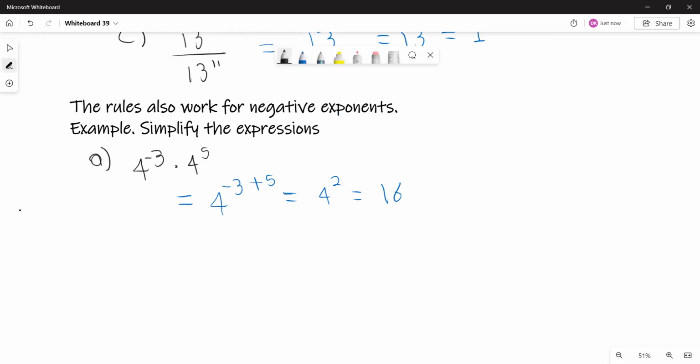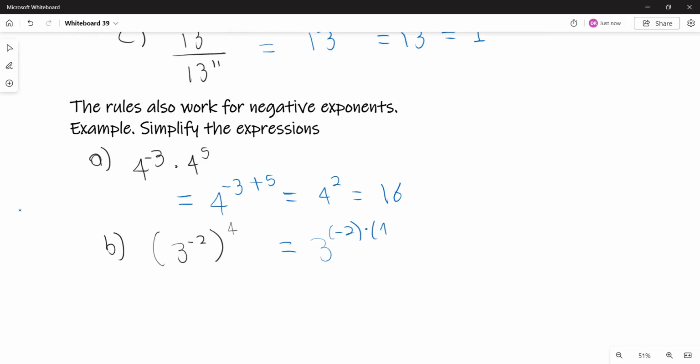B. Power rule. 3 to the negative 2 raised to the 4th power. The power rule says that this is 3 to the negative 2 times 4. But negative 2 times 4 is negative 8. And 3 to the negative 8 is 1 over 3 to the 8th power. 3 to the 8th power, we already did this. This is 6,561.